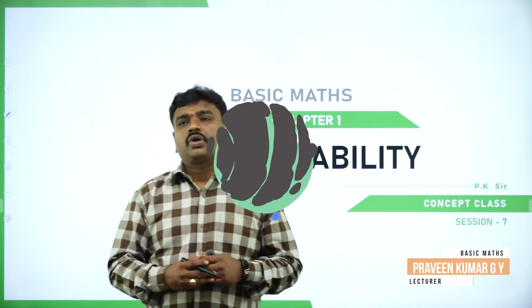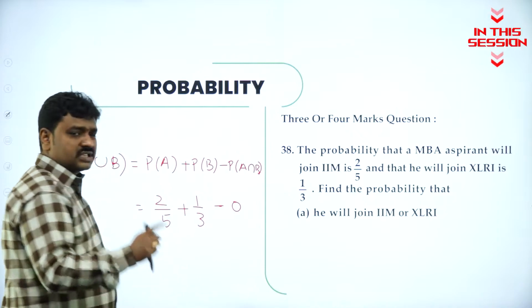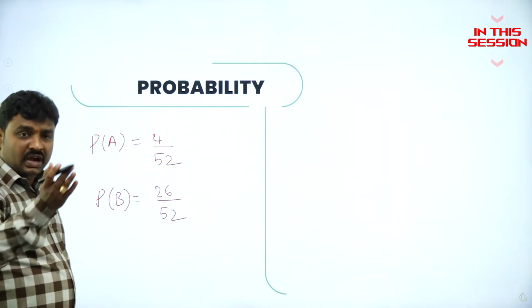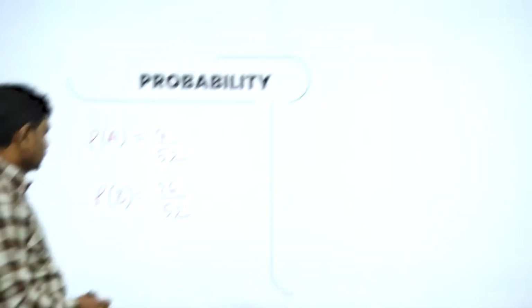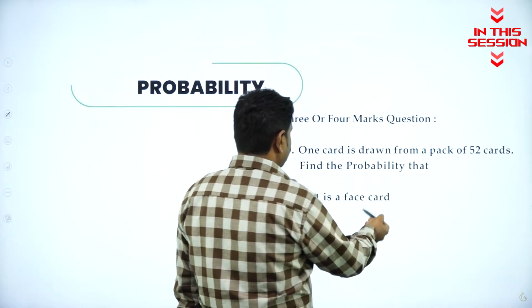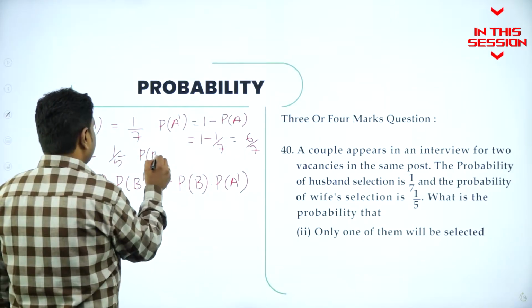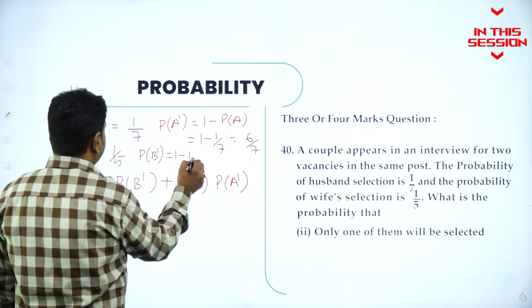Today we'll go ahead with the problems of probability. Intersection is 0 because once he chooses IIM, he cannot go to XLRI. So in 52 playing cards, half of them are red, another half of them are black. One card is drawn. What is the probability that it is a face card? Same, 4 out of 52. P of B dash is 1 minus P of B, 1 minus 1 by 5.